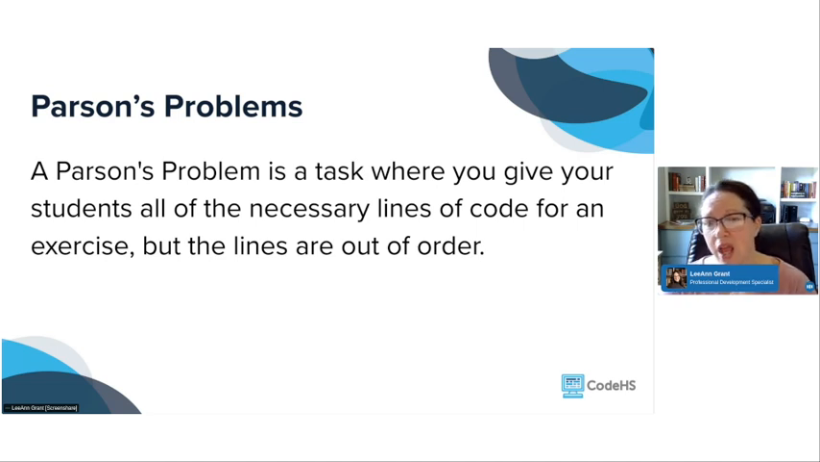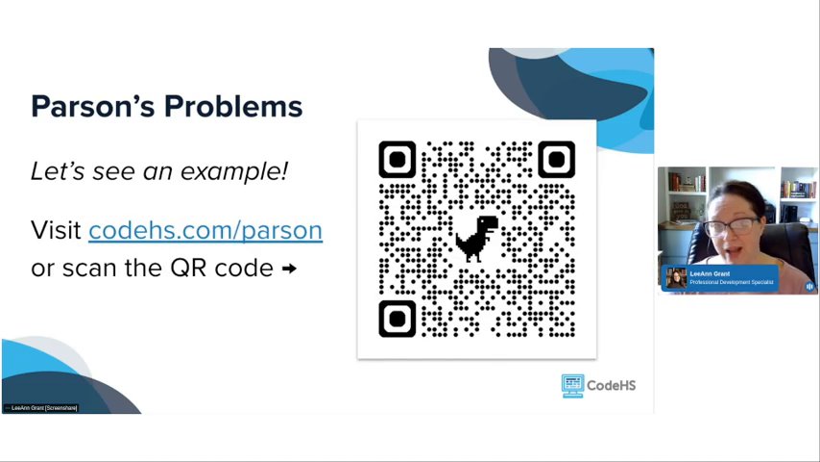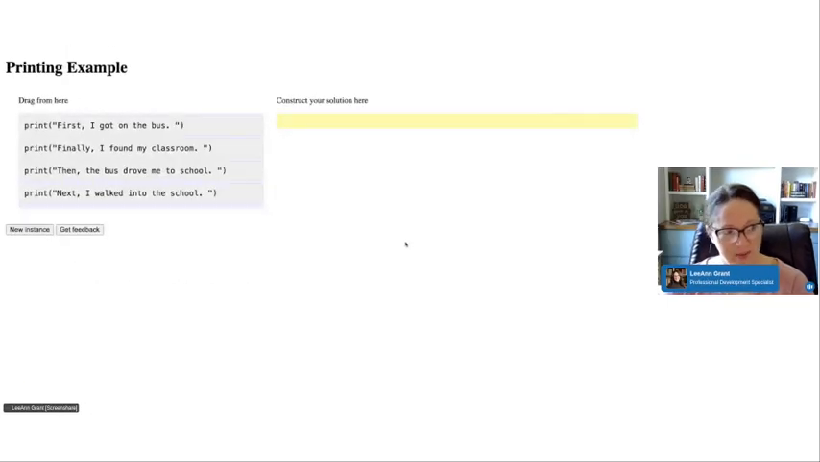An example of a Parsons problem, I'm actually going to go to this to look at an example with you. If you were to click on codehs.com and the link that he has, this is what comes up. And oh, it did not. I'm going to share this tab instead. Okay, there we go. So this gives all of the parts of the code, and we need to put it in order.